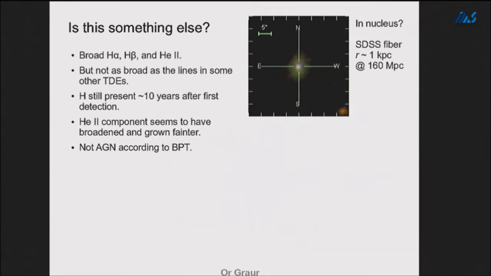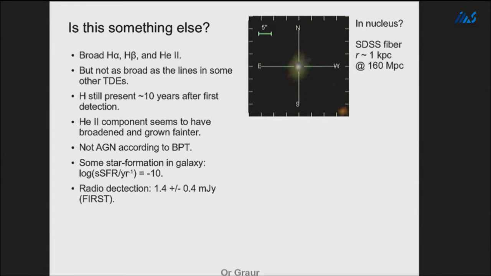There's no AGN here if you use the BPT diagnostic. There's some star formation in the galaxy, so not exactly what we expect from the E+A-ish. They don't have to be. There is a radio detection from FIRST, but we've heard that maybe you have a quiescent AGN before these flares happen. But there's no photometric variability for more than a year in the middle between those different spectra that I showed you, according to PTF. But maybe we're seeing more than one flare.